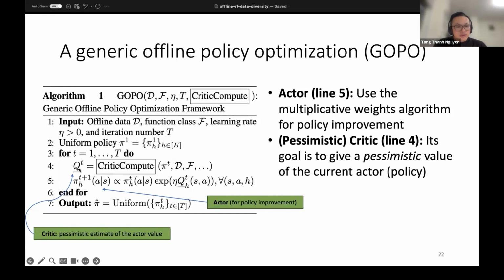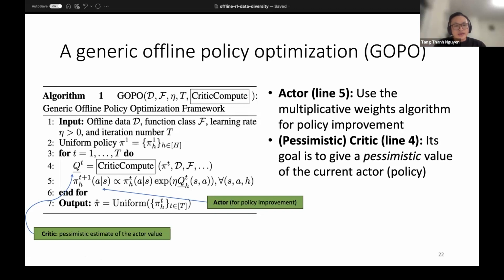If we look at line number 4, given a policy pi t, which is the current actor, line number 4 tries to estimate the value of that policy pi t, but it computes a pessimistic value. Instead of just estimating the value, it estimates some pessimistic value of the current actor. Line number 5 is the way we update the actor, for policy improvement, using a very standard multiplicative weight update. Then we go around for several T iterations, take the uniform mixture of the policies pi t, and get the output.